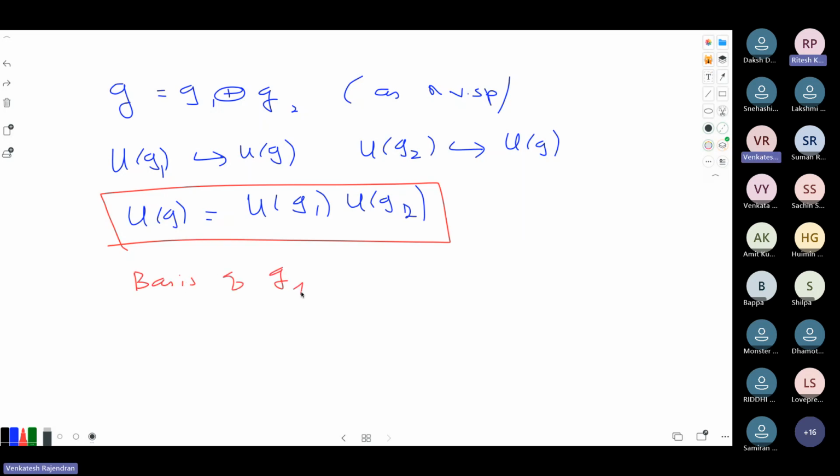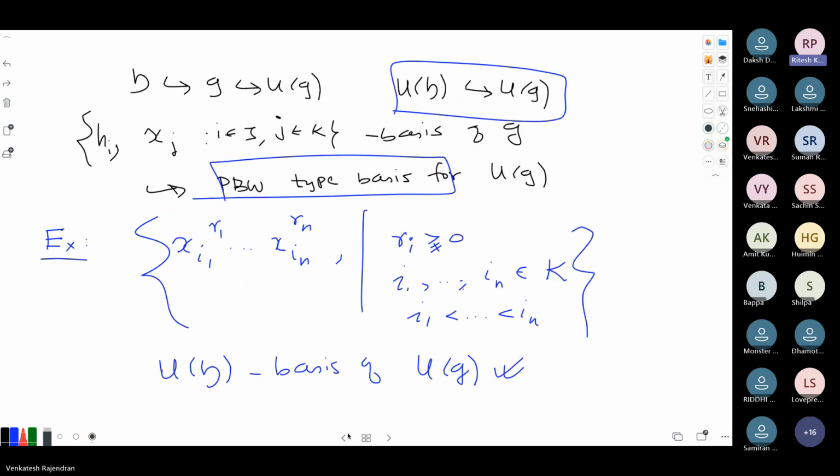Okay. There is a question in the chat: UH basis of UG means that we are taking scalars from UH. Yeah, exactly.